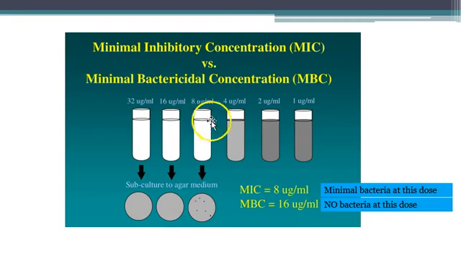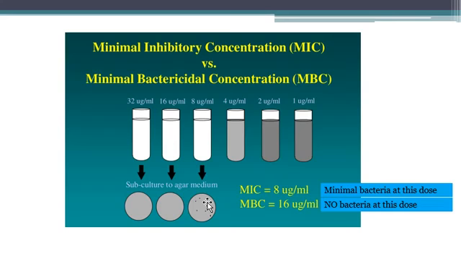So 8 and 16 are kind of our magic numbers. 8 represents the MIC. It's the minimum concentration that inhibits the bacteria we can see. And then the MBC is the 16 microgram dose. Here we see the first instance where we see no bacteria at this dose. So these two are very key phenotypic descriptions of the MIC and the MBC.